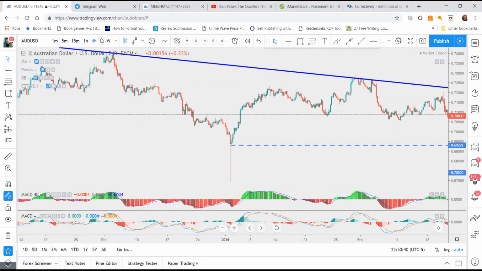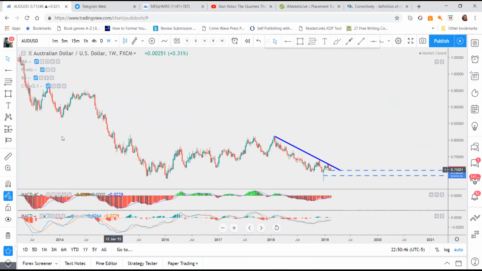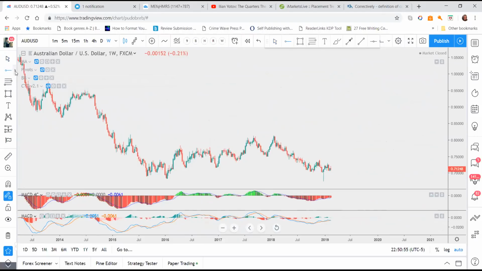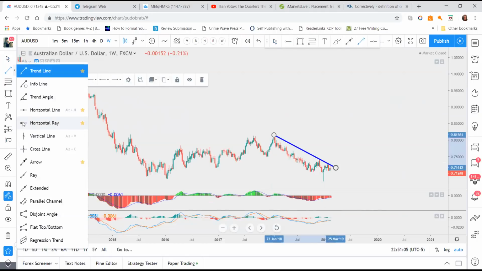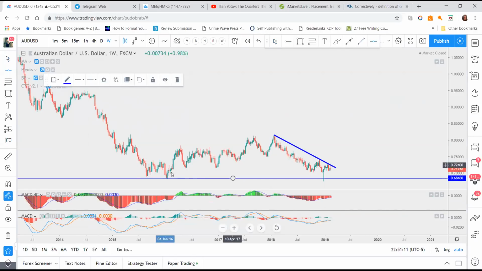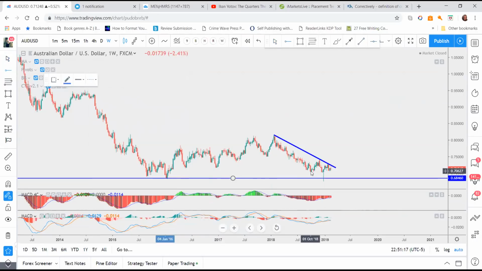All right, you see on the weekly what we have. And see, you don't even have to do all that marking. I'm so used to not having anything on my charts that I just look at this and I see that it is on a downtrend. I can put a horizontal line here to let me know that's an important area. I can put a horizontal ray here to let me know I could see a reversal at this price. Okay, so that's really all I need.